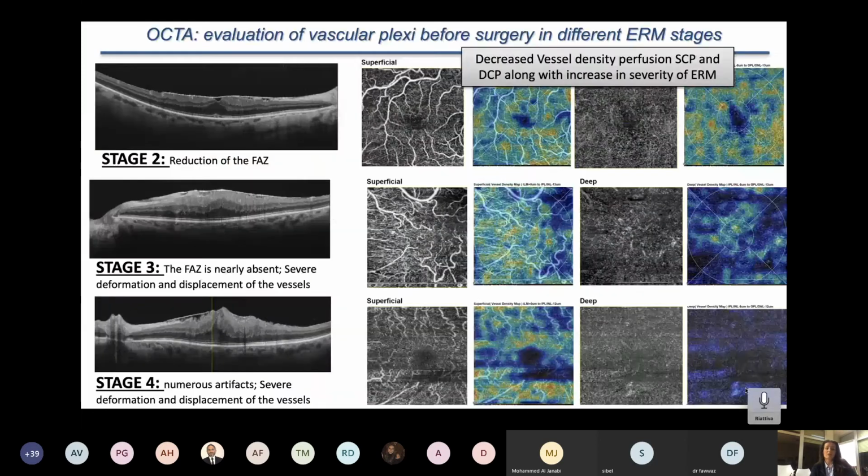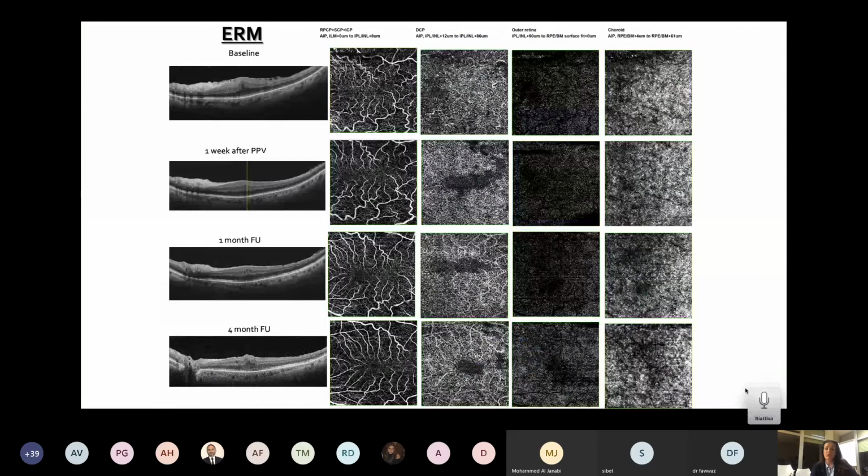So we can see an OCTA grading scheme according to B-scan OCT, which shows in stage 2 a reduction of the phase, in stage 3 an absence of a phase and severe deformation and displacement of the vessels, and in stage 4 we can see many artifacts due to a severe deformation and the displacement of the vessel. And after surgery, OCT angiography can show us the restoration of a correct angioarchitecture with a reduction of vessel tortuosity mostly visible in superficial capillary plexus.